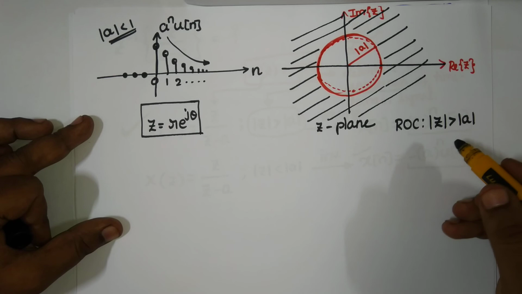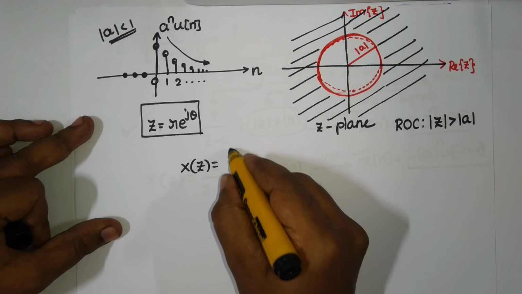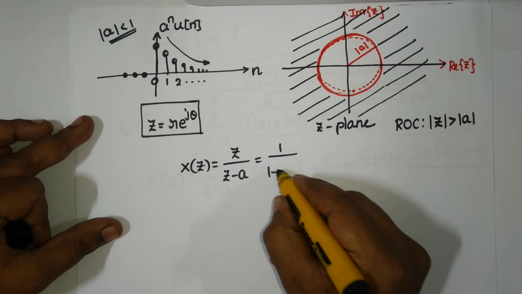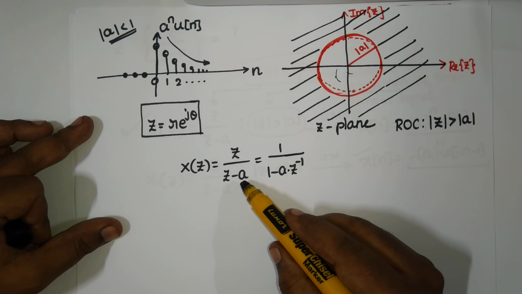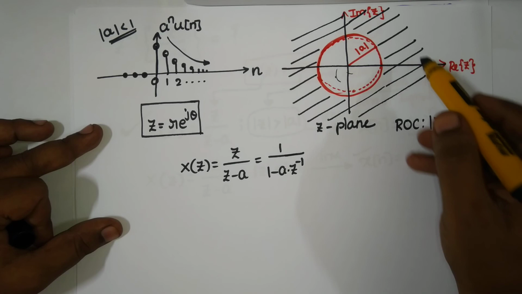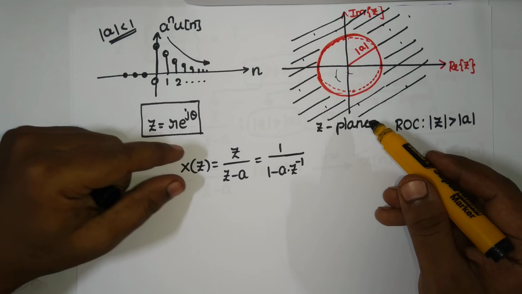I cannot choose any z value within this circle now, because if I try to put any z value in, so in this case, x of z equals z over z minus a, that equals 1 by 1 minus a z power minus 1. If I try to take any z value within this and plug in here, this expression won't exist in this place. That means I can take z anywhere, I can take z here, any z. This any z is valid, but I can't go inside now. That's the meaning of region of convergence. That means x of z is defined always exterior.